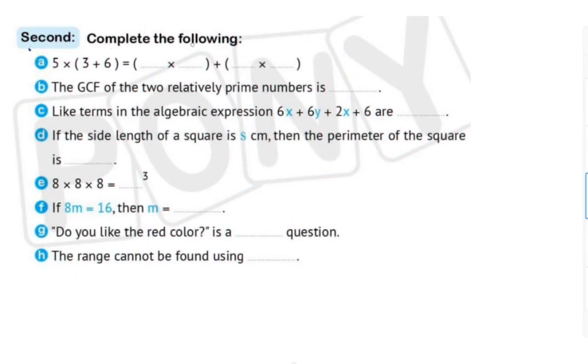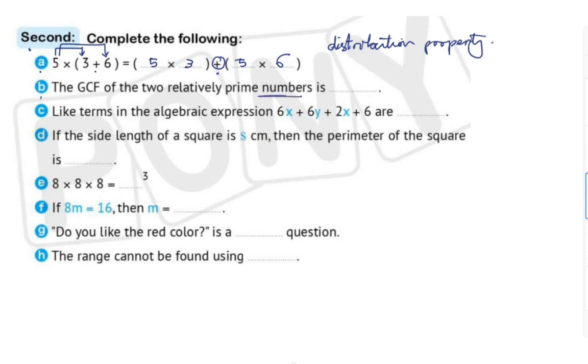Second, complete the following. First point, 5 times parentheses of 3 plus 6 equals. We have here a plus and a multiplication operation. What's that? That's the distribution property. That means I can first do 5 times 3, then add 5 times 6. That's it.